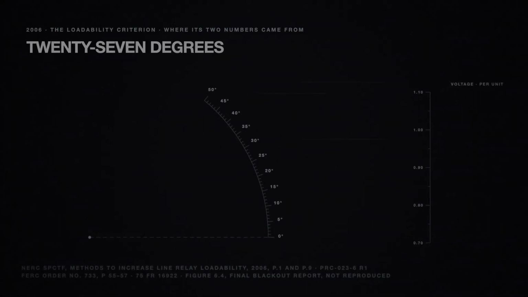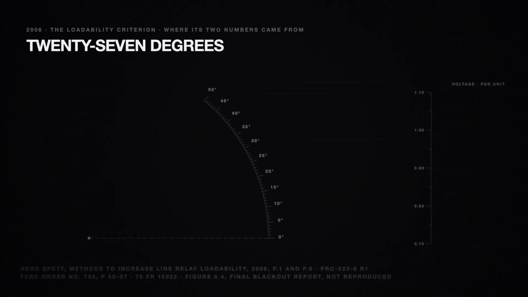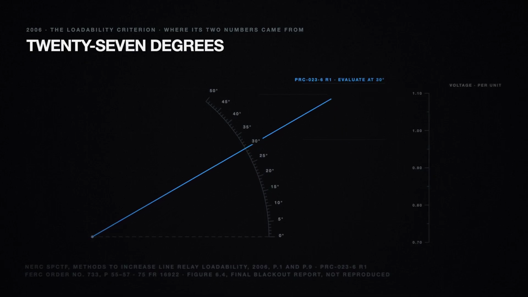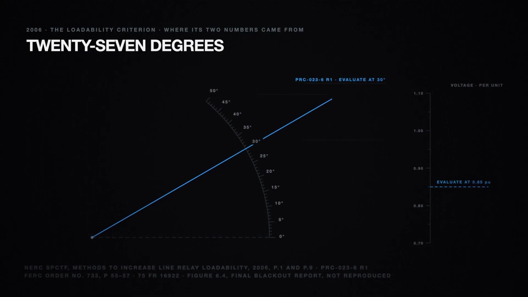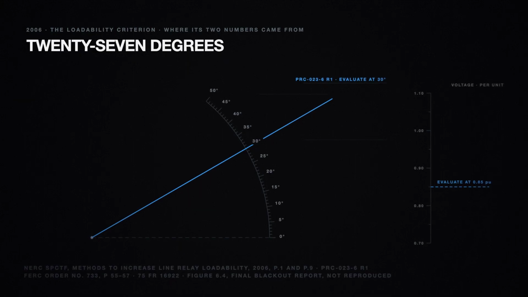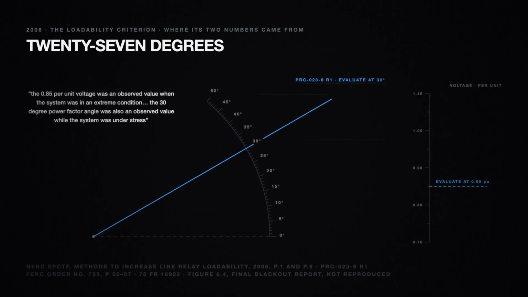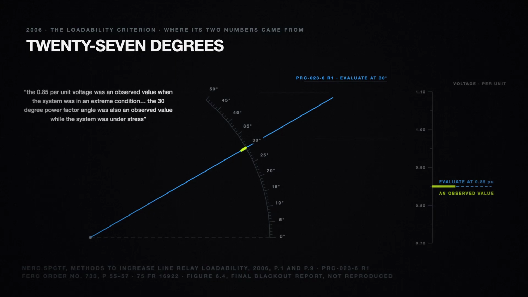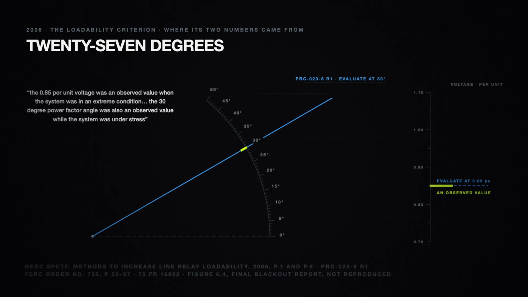In 2006, a North American Protection Task Force wrote down where the loadability criterion's two numbers came from: 0.85 per unit voltage and a 30-degree power factor angle. Both were readings taken while the system was under stress. Its words: the 0.85 per unit voltage was an observed value when the system was in an extreme condition. The 30-degree power factor angle was also an observed value while the system was under stress.